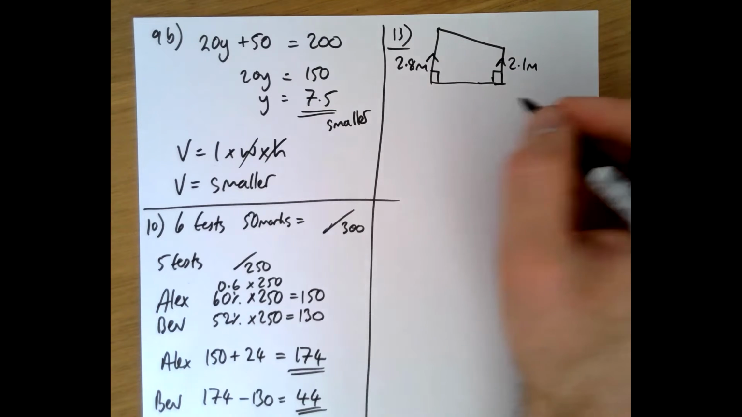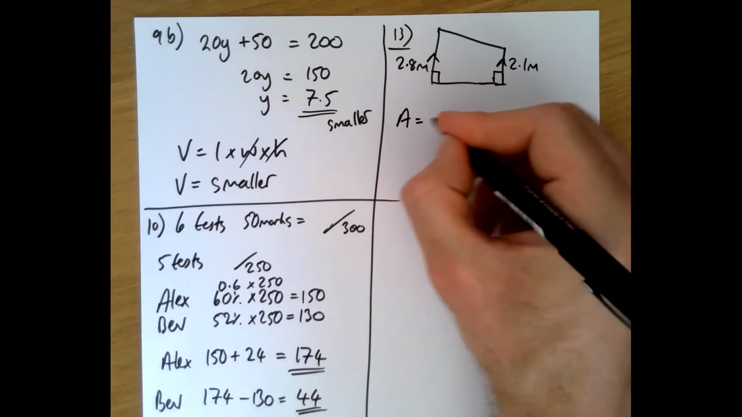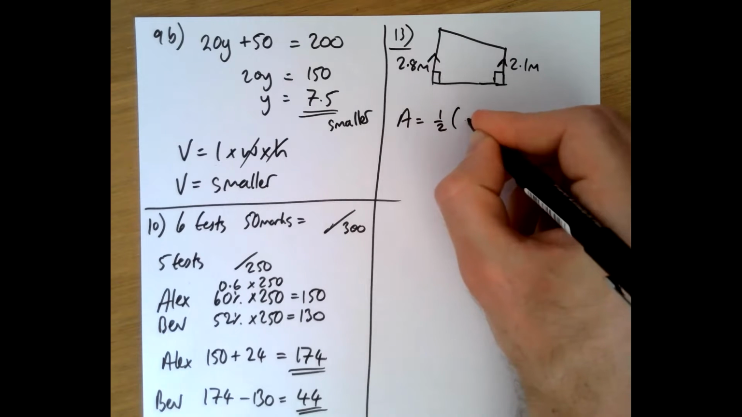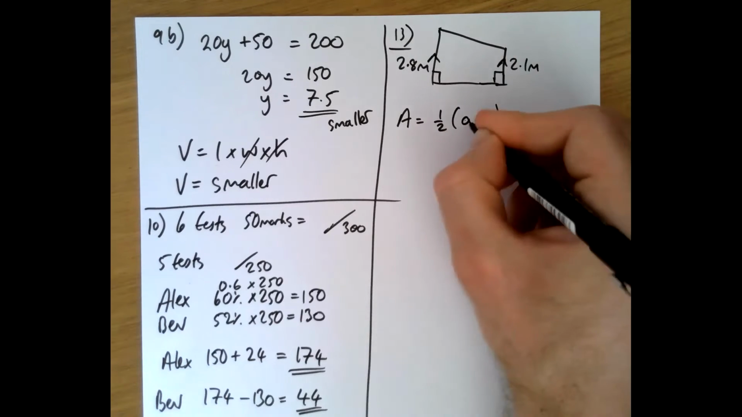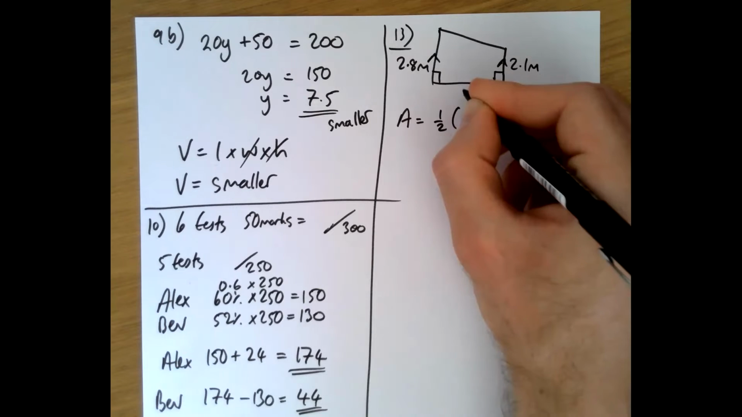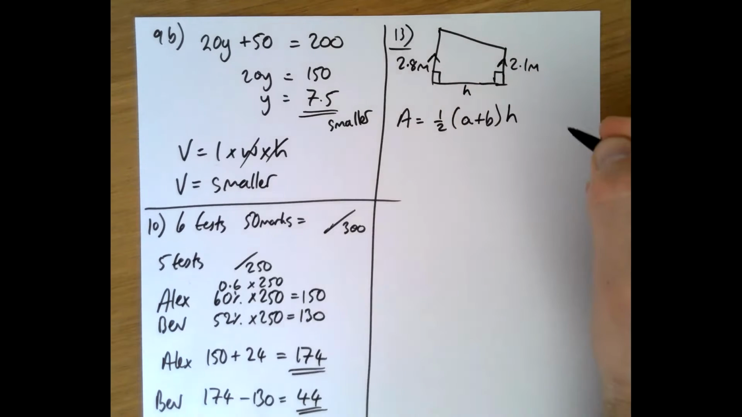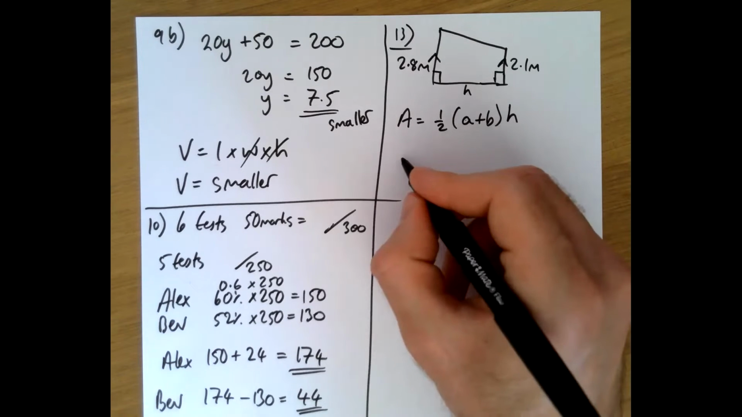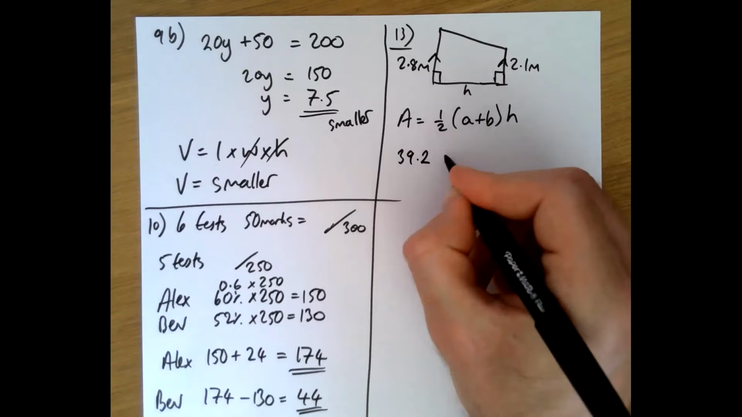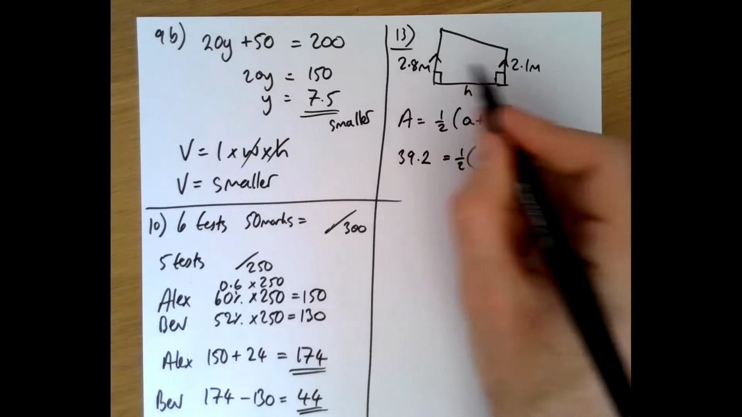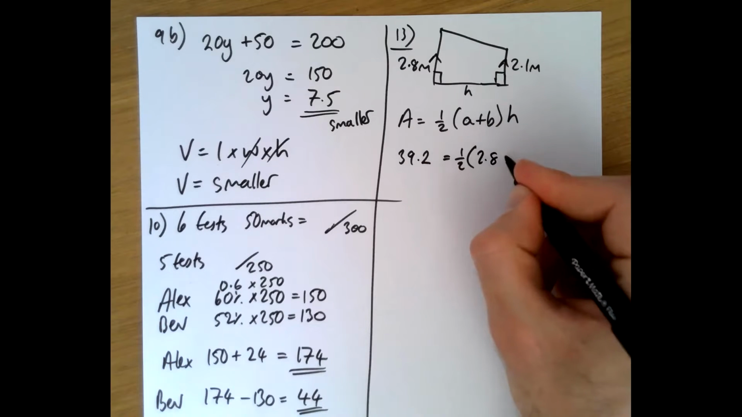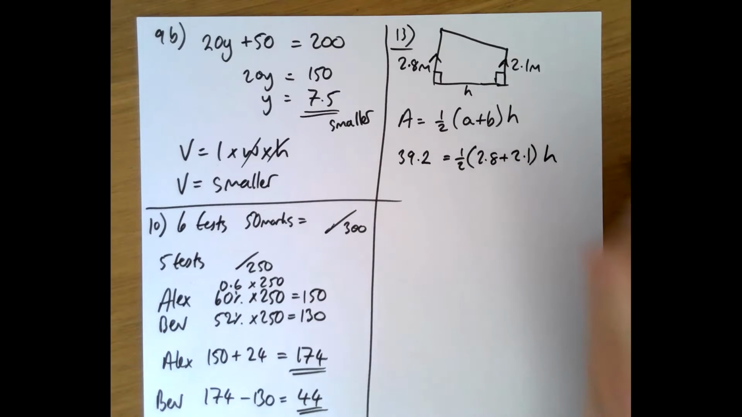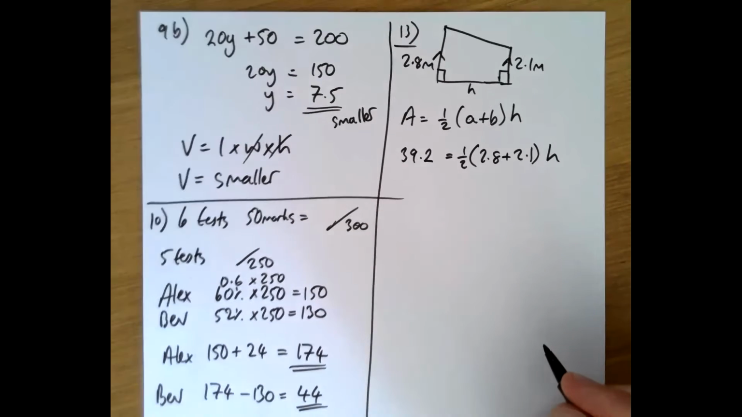It's just a trapezium. And the area of a trapezium is half, brackets, adding the parallel sides together, times by the height, which is the length that we're trying to work out. So then let's put the information that we've got in. The area is 39.2 equals half of the parallel sides added together multiplied by the height. And now you've just got an equation to solve.